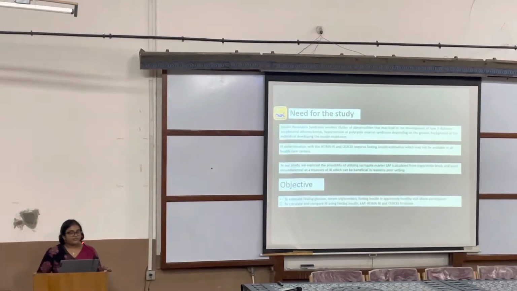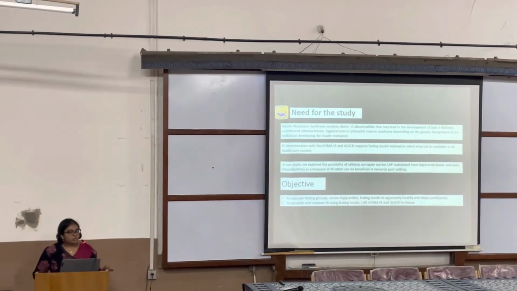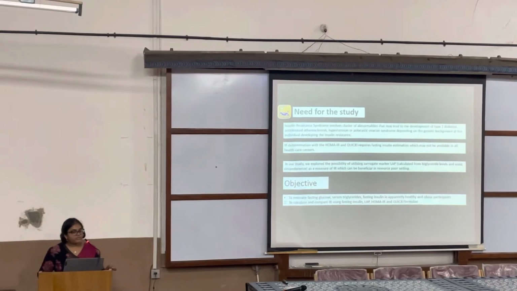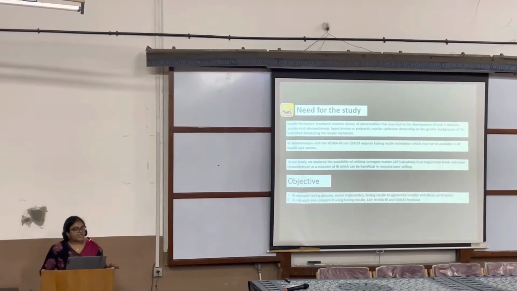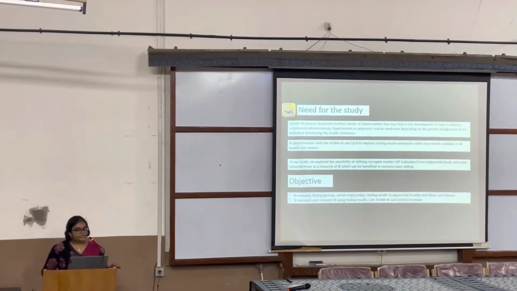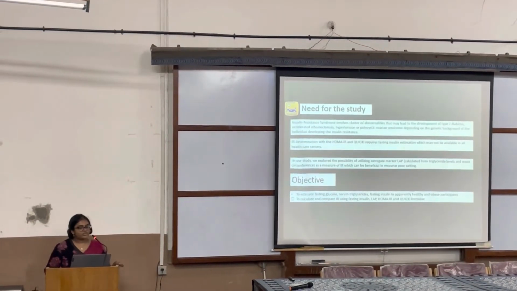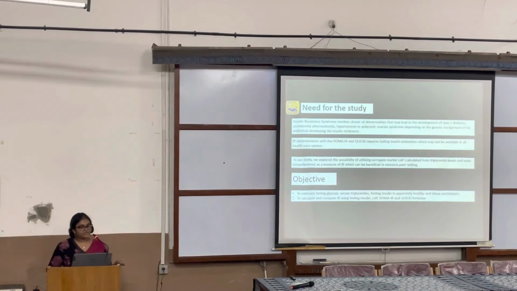The need for the study. Insulin resistance syndrome involves a cluster of abnormalities that can lead to the development of type 2 diabetes, accelerated atherosclerosis, hypertension, as well as polycystic ovarian syndrome, depending upon the genetic background of the individual developing the insulin resistance.